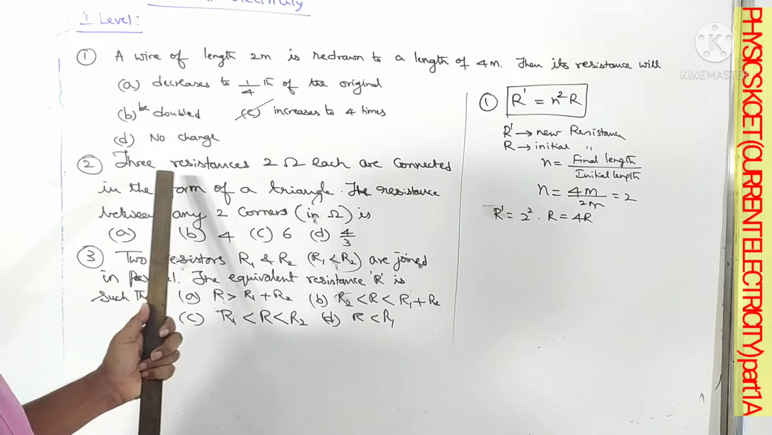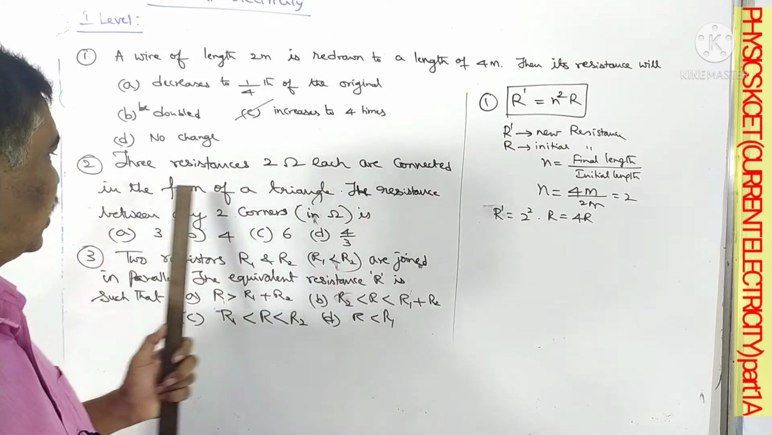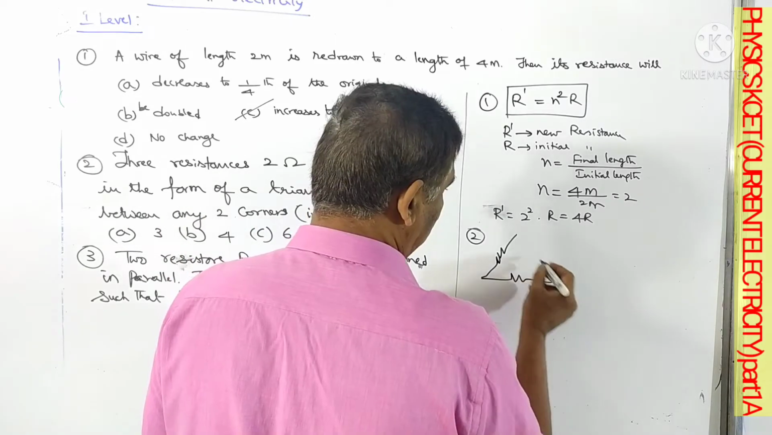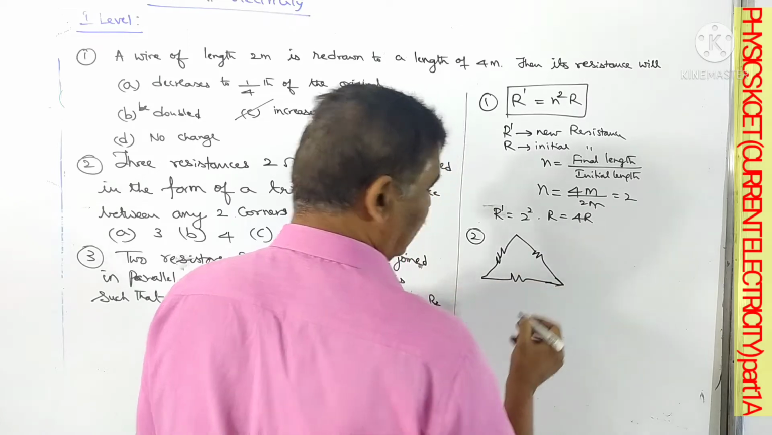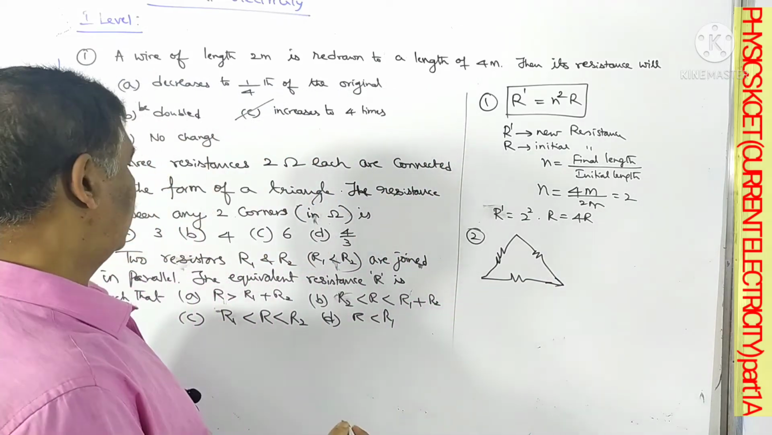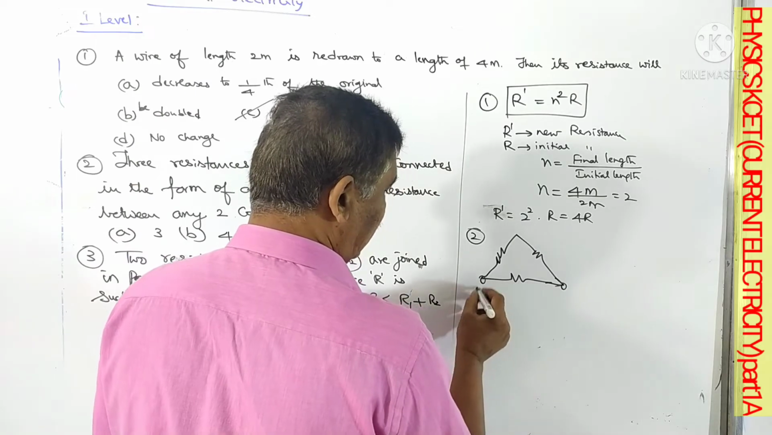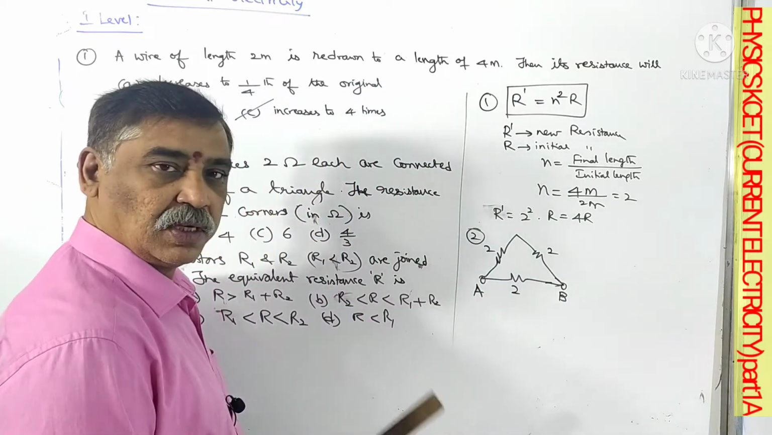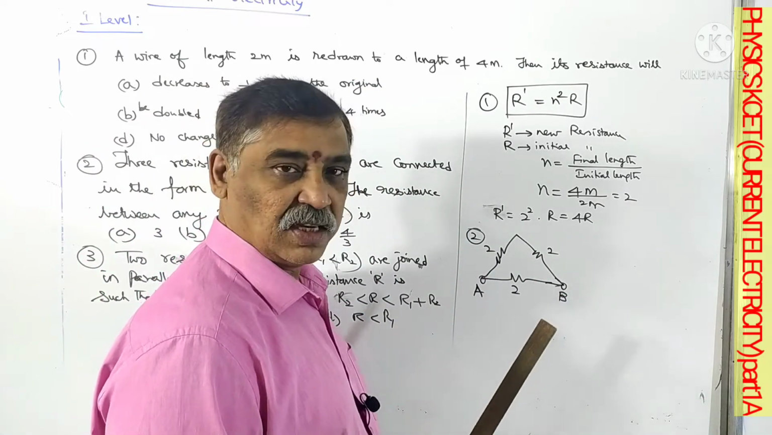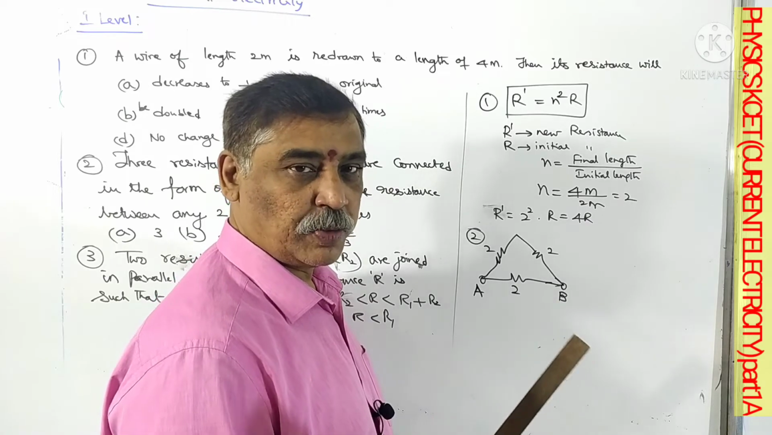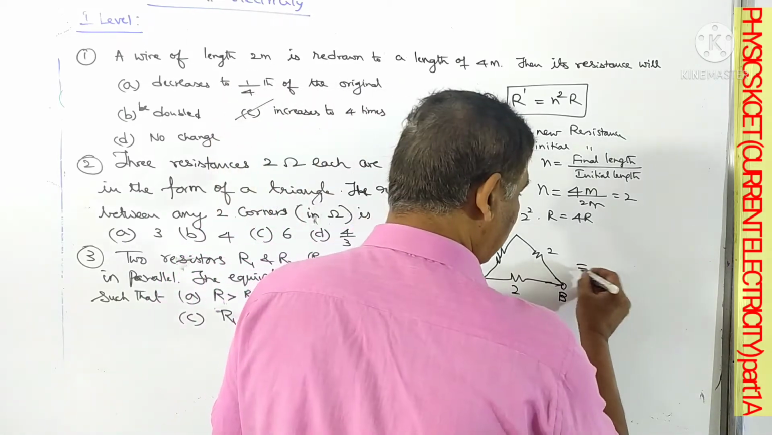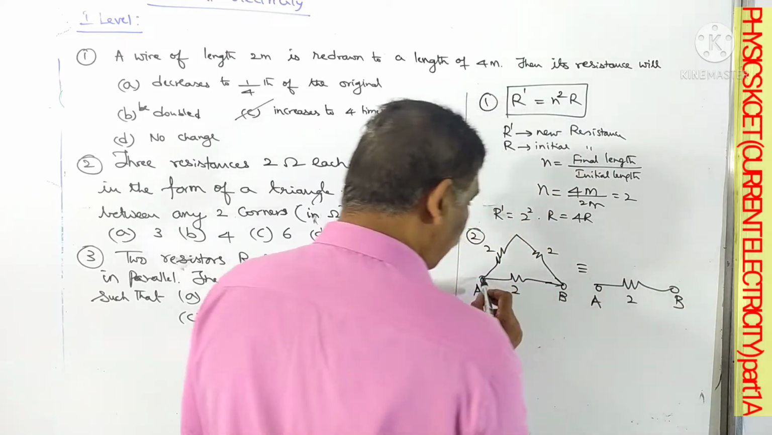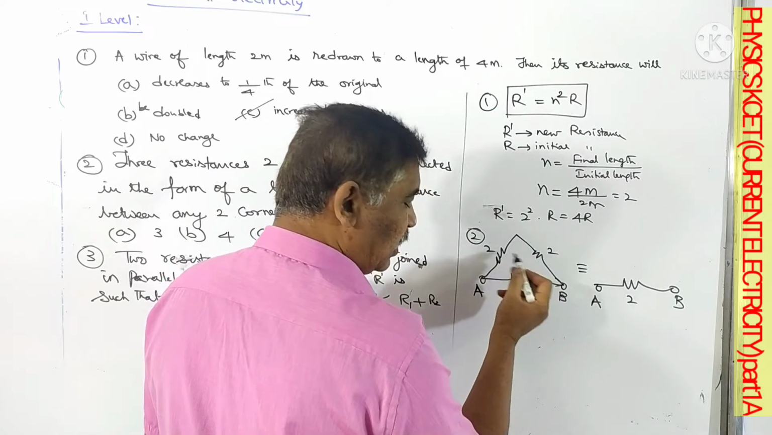The next question is, 3 resistances of 2 ohm each are connected in the form of a triangle. The resistance between any two corners is. Find out what is the resistance between any two corners. I take these are the two corners, A, B. Say we are given 2 ohm, this is also 2 ohm, this is also 2 ohm. Just fix the ends across which resistance is to be found. Then if you rearrange the circuit, this one is remaining as it is. If you look at the remaining part of the circuit, it is in series.